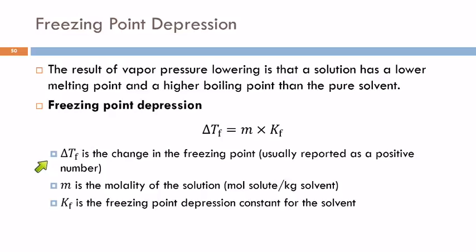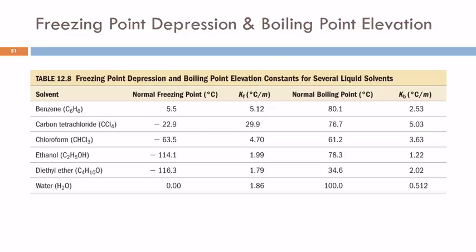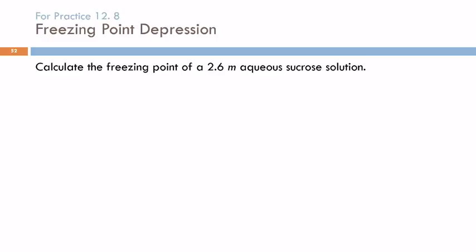Delta TF is the change in freezing point. We've got molality of the solution and the freezing point depression constant. So here's some constants, and the normal freezing points, and here are the freezing point depression constants. So the unit is usually degrees C per molal. So what are we going to use as the constant for this? Well, since we're using water, we're going to use the constant for water, which is 1.86. So we'll do this one example, and then we'll make ice cream.